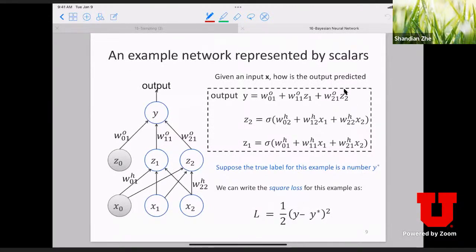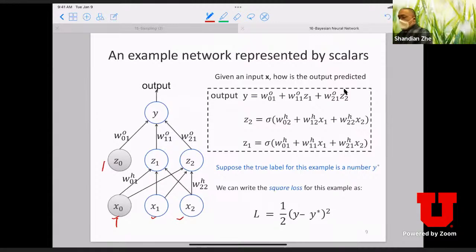Now I want to give a concrete example of how we specify a neural network and how, given the neural network parameters, we can make a prediction. So this is basically a 3-layer neural network, and the input layer consists of x0, x1, x2. The shaded variable is just a constant 1. It's just like a linear regression model, where I put in a bias parameter.